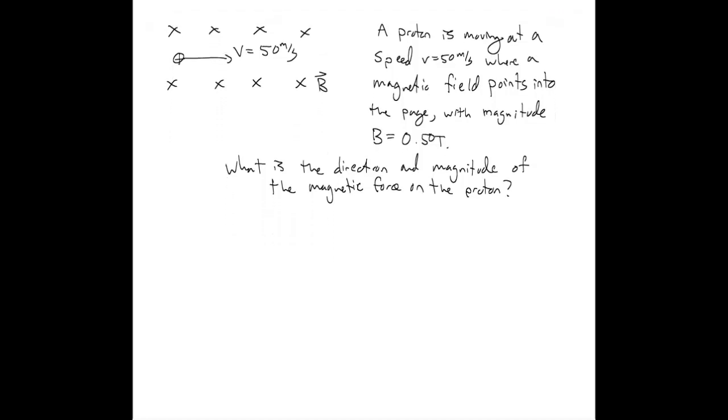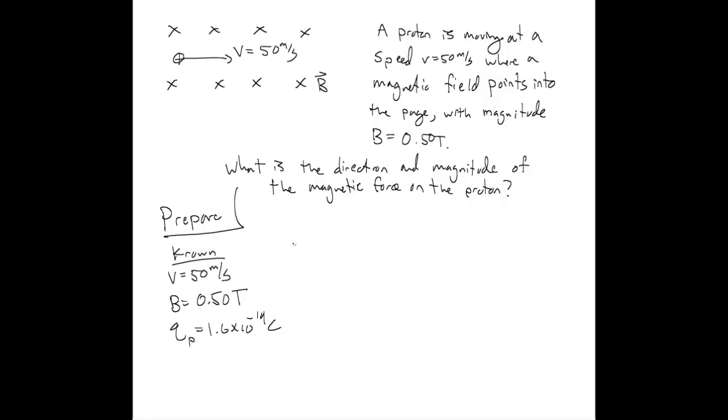So in order to do this, we first prepare by making a list of what we know and what we don't know. We know the speed, we know the magnetic field, and we know the charge of a proton, but we don't know what the magnetic force is on the proton.